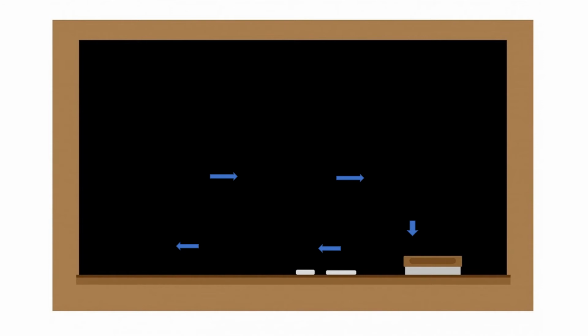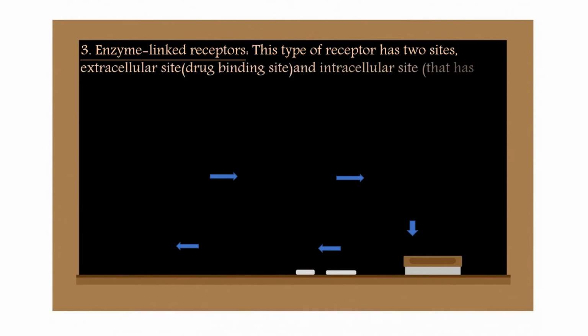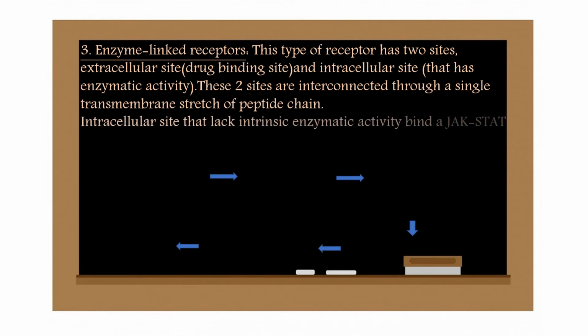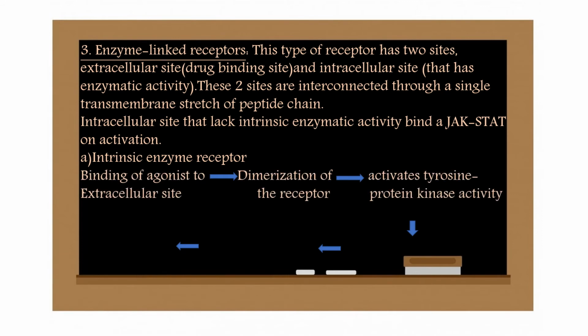Next are enzyme-linked receptors. This type of receptor has two sites, an extracellular site and an intracellular site. The extracellular site is the drug binding site, and the intracellular site has enzymatic activity. These two sites are connected through a single transmembrane stretch of peptide chain. The intracellular site that lacks intrinsic enzyme activity binds a JAK-STAT on activation. So let us see how these enzyme-linked receptors work.